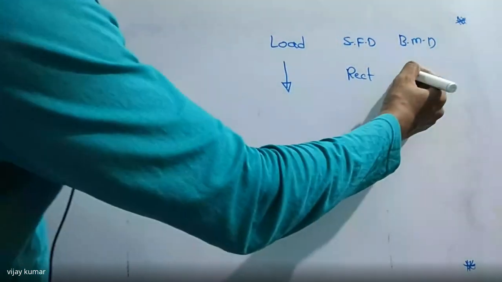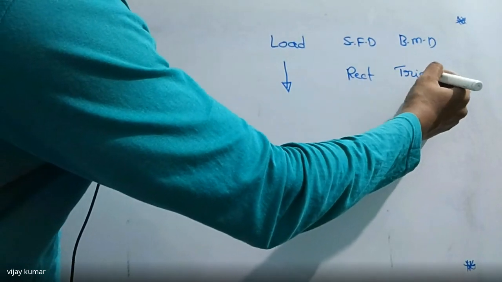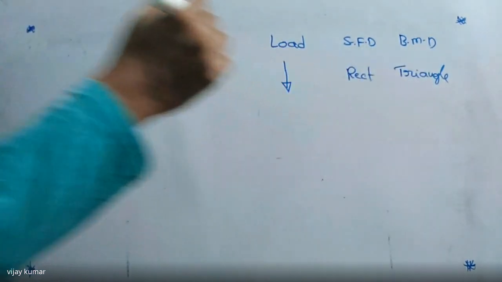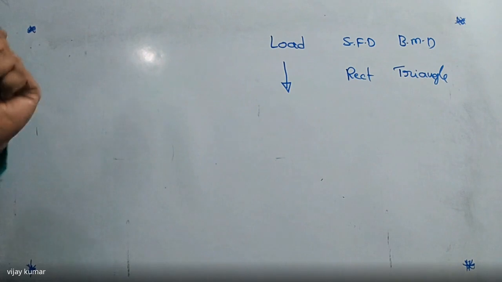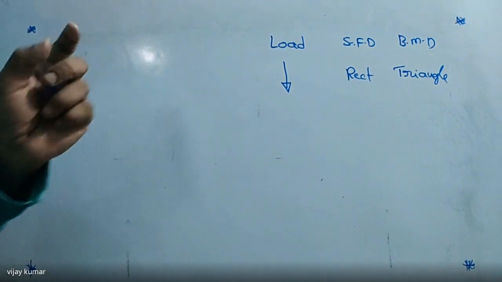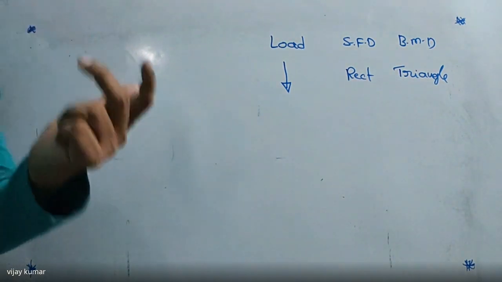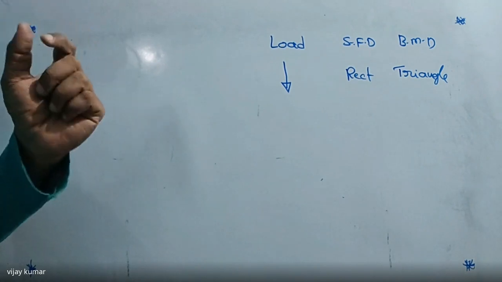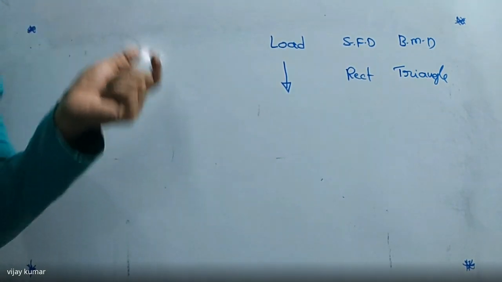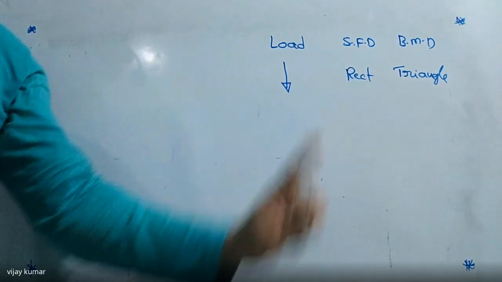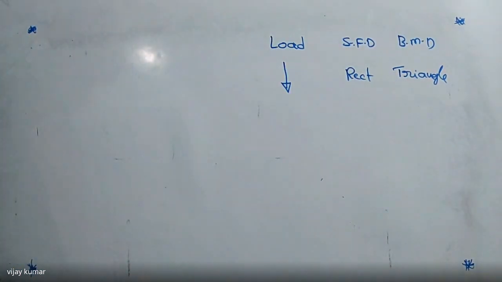What is the below diagram? Triangle. So if you take any type of beam, how many types of beams are we having? Six types of beams. Whatever the beam we have taken, if that beam is subject to a point load, then the shear force diagram must be a rectangle and the bending moment diagram must be a triangle.